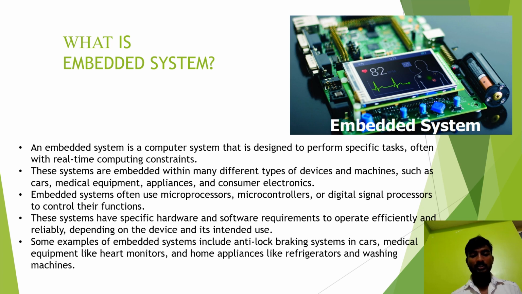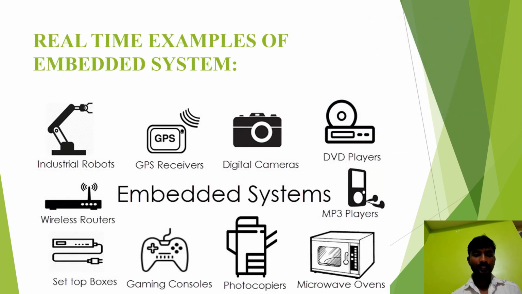Some examples of embedded systems include anti-lock braking systems in cars, medical equipment like heart monitors, and home appliances like refrigerators and washing machines. Real-time examples of embedded systems: industrial robots, GPS receivers, digital cameras, DVD players, wireless routers, set-top boxes, gaming consoles, photocopiers, microwave ovens, and so on.